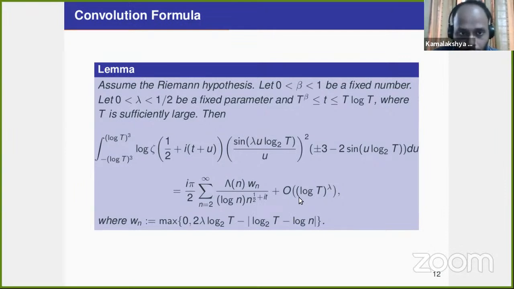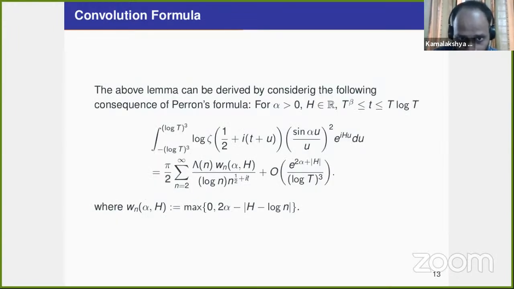Let's try to see how we can derive this convolution formula, which is not very difficult. For that, we need to first derive this convolution formula, which comes by using Perron's formula. Okay, let's take it as granted that if we expand this log zeta, we'll have some expansion.